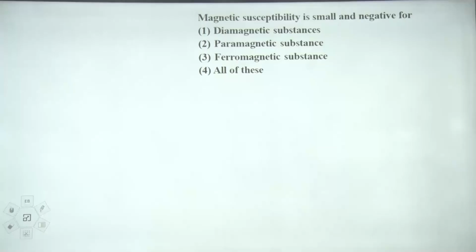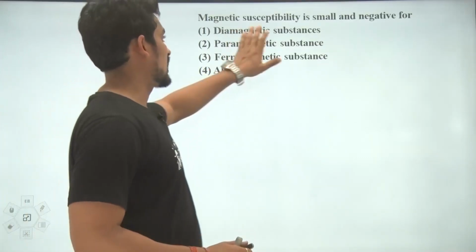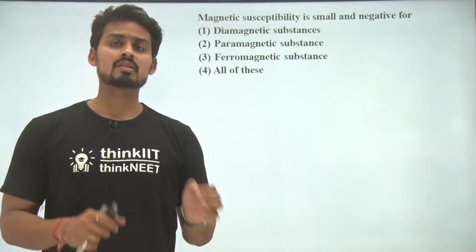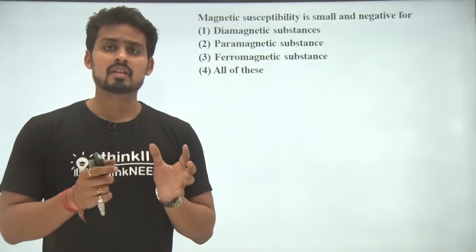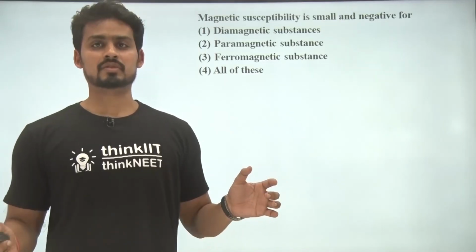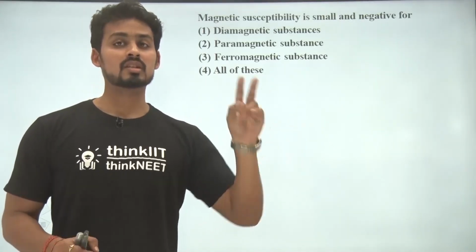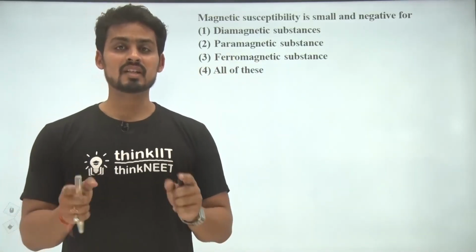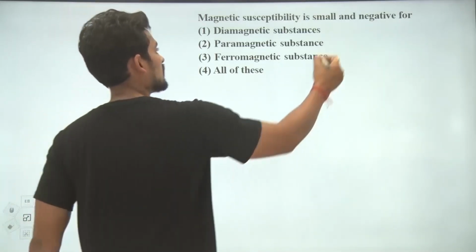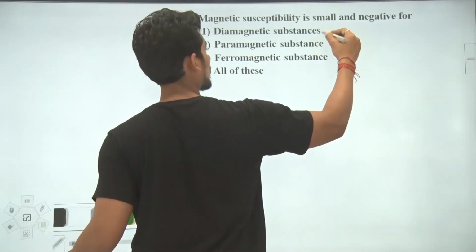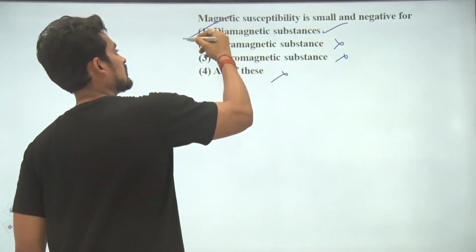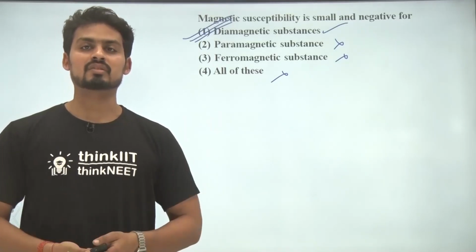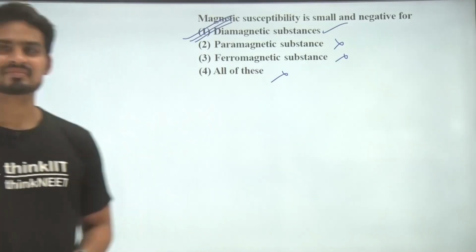Okay, so the question says that magnetic susceptibility is small and negative. Negative magnetic susceptibility implies that the magnetic field lines are repelled by the substance, and this repulsion only occurs in one type of material out of the total 3, called a diamagnetic substance. So looking at the options, diamagnetic substance is correct and all the other options are wrong. The final answer for this question is option 1, and I hope each and every one of you has understood this. Thank you.